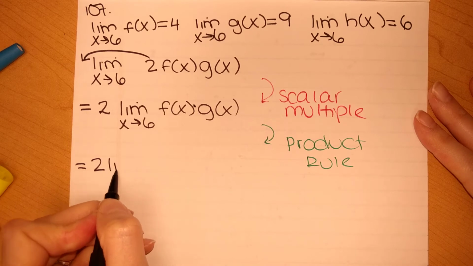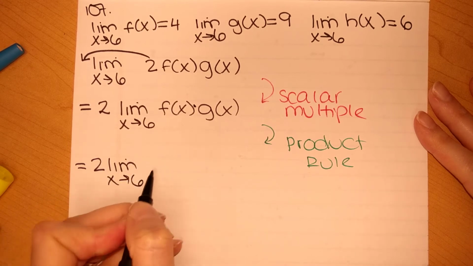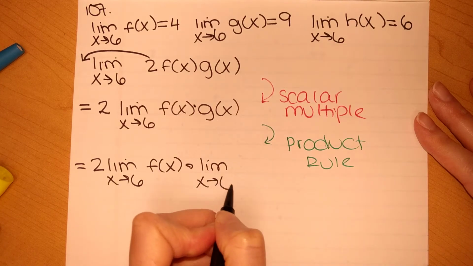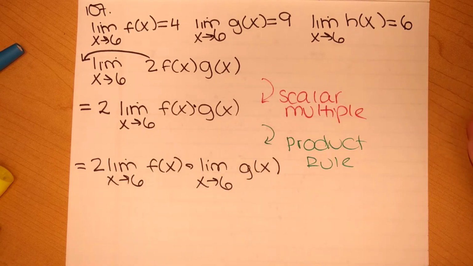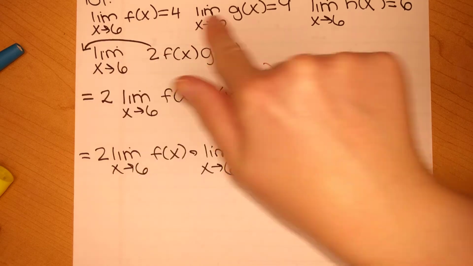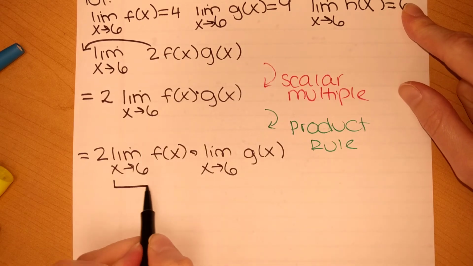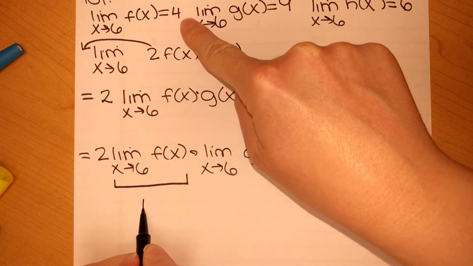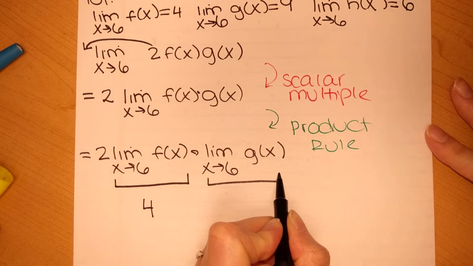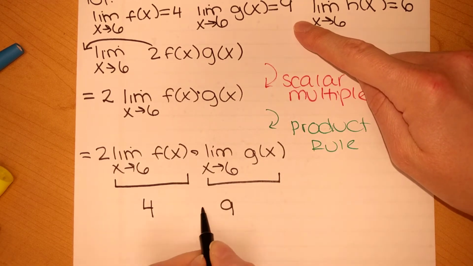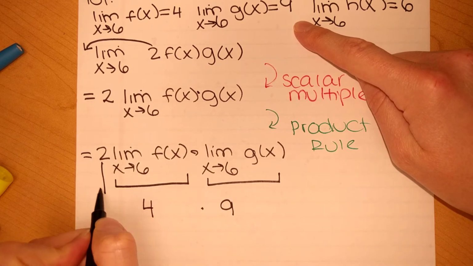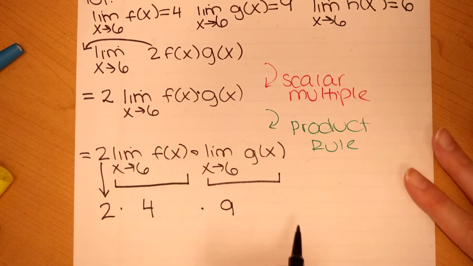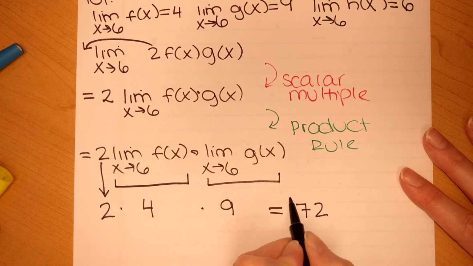So 2 times the limit as x goes to 6 of f of x times the limit as x goes to 6 of g of x. And then we can plug in what we are given as information about the limit. So the limit of f of x as x goes to 6 is given to us as 4. The limit of g of x as x goes to 6 is given to us as 9. And then the 2 comes straight down. And so that gives us 2 times 4 times 9, which gives us 72 as the limit.